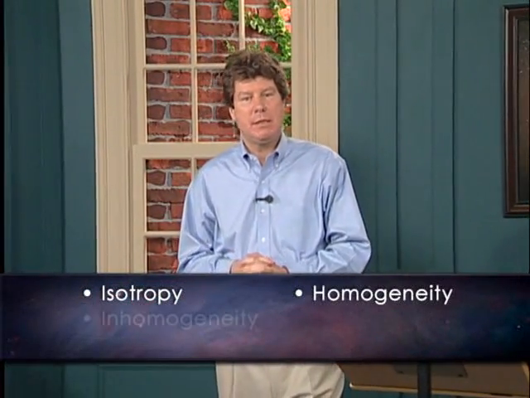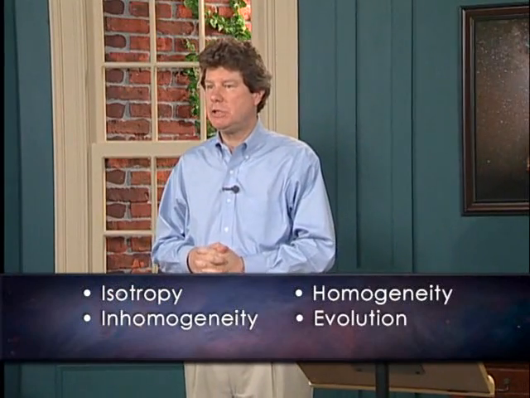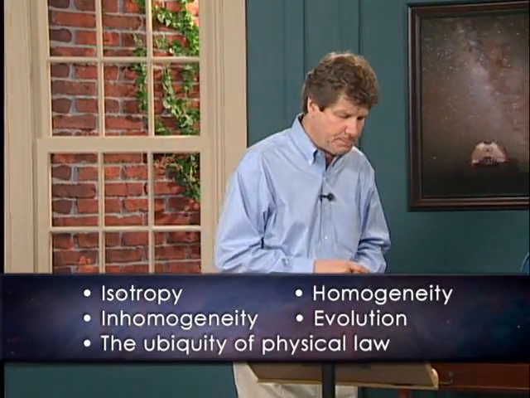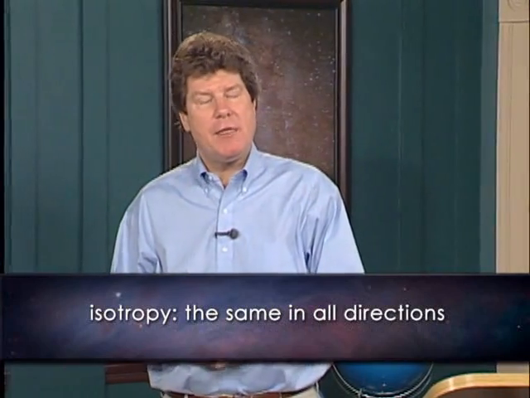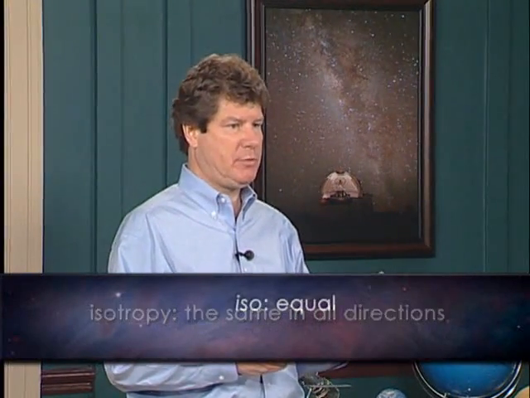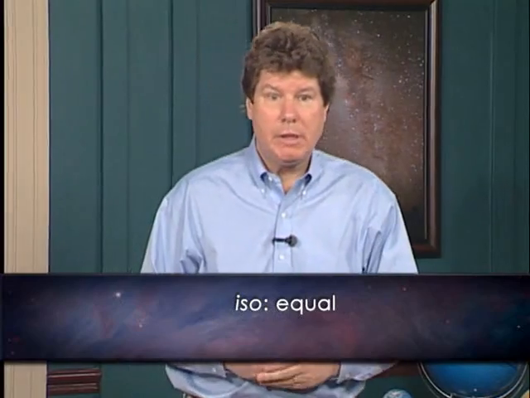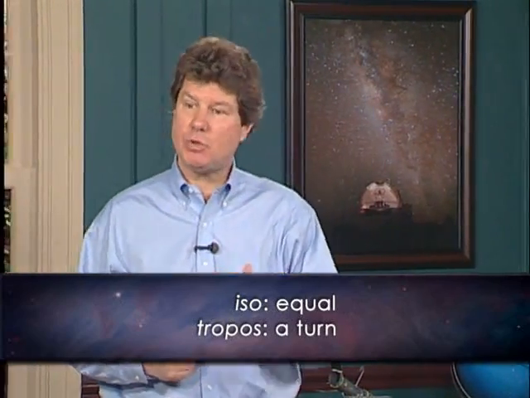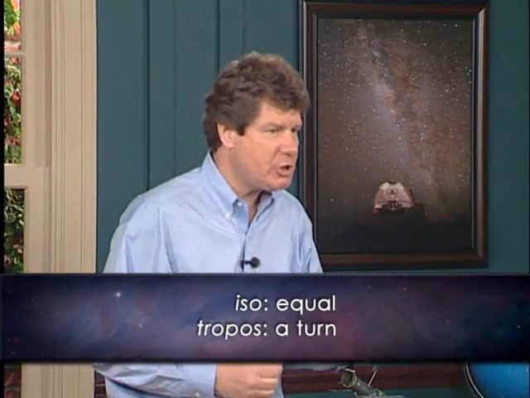So let's get started. The themes I'm going to be talking about go by the following rather technical sounding terms: isotropy, homogeneity, inhomogeneity, evolution, and the ubiquity of physical law, all of which, of course, I'll define as we go along. So let's start with the first of these, isotropy, which means the same in all directions. From Greek, iso meaning equal, and tropos meaning a turn. It seems the universe is the same at all turns, in all directions.